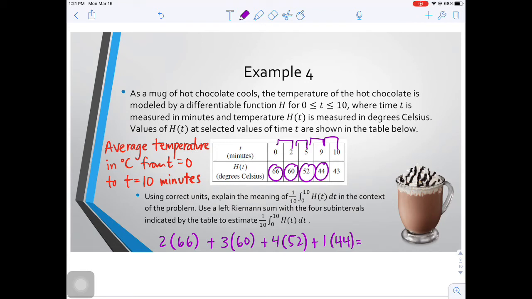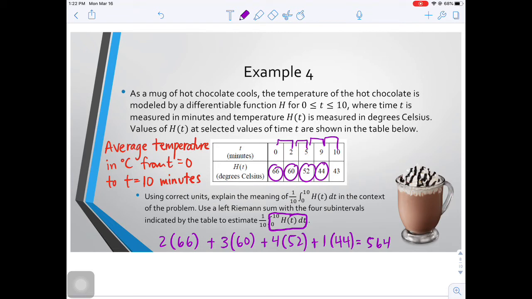I'm just going to type this in my calculator. And we get 564. Now, 564 is not our final answer. That is a Riemann sum approximation, and it is only an approximation for a definite integral. So it's only an approximation for that part of our expression.